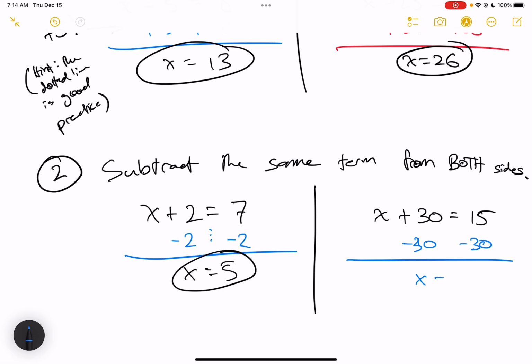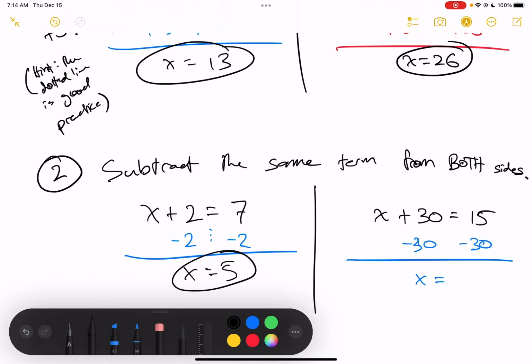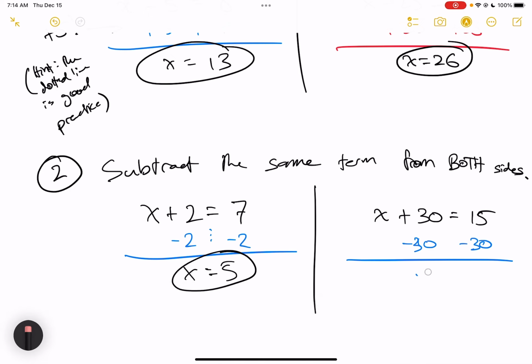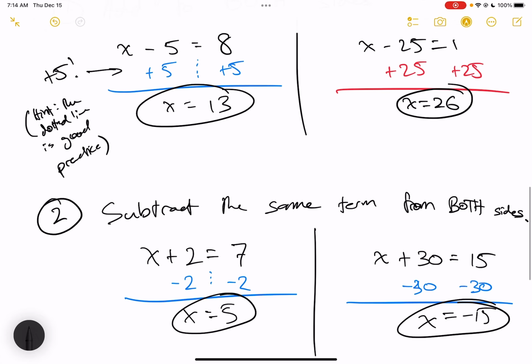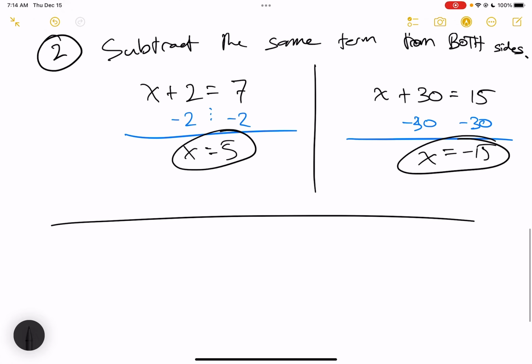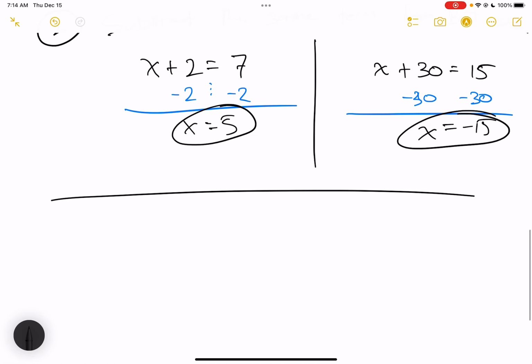The way you can check this is by replacing x by its value, and you'll see that we're getting a value that actually works here and satisfies the equation. For x equals 5 here in this one, x plus 2, or 5 plus 2, does indeed equal 7. Or in this case, for x equals negative 15, negative 15 plus 30, that's 15. And the same thing can apply for the addition ones. And you can check that for the rest of the problems as well.